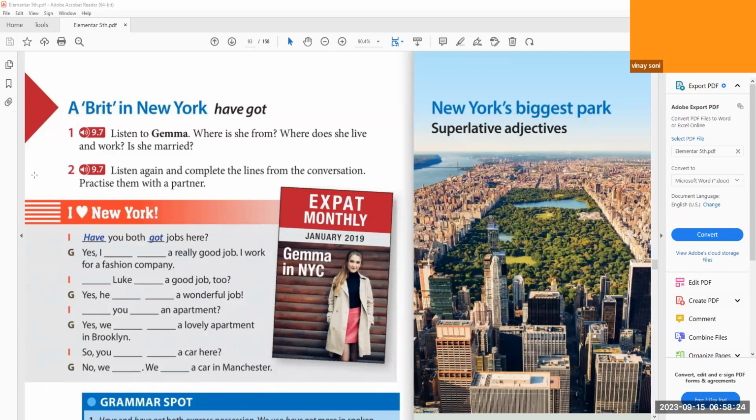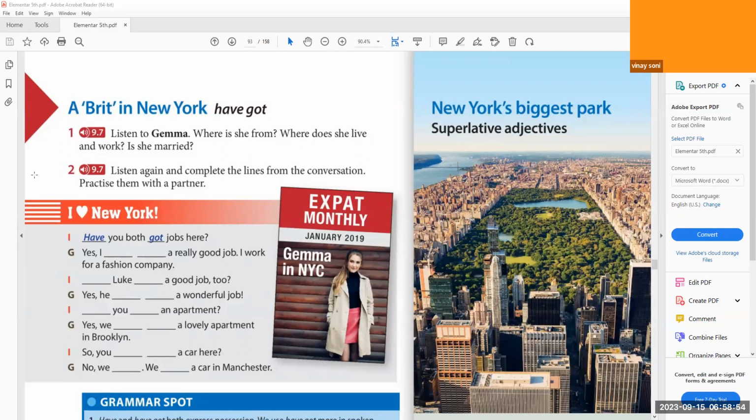9.7. A Brit in New York. So, Gemma, you're British, but you live in New York, yes? Yes, that's right. I'm from Manchester. And, here in New York, do you live on your own? No, I'm here with my husband, Luke. We both come from Manchester. I see. And have you both got jobs here? Yes, I've got a really good job. I work for a fashion company.